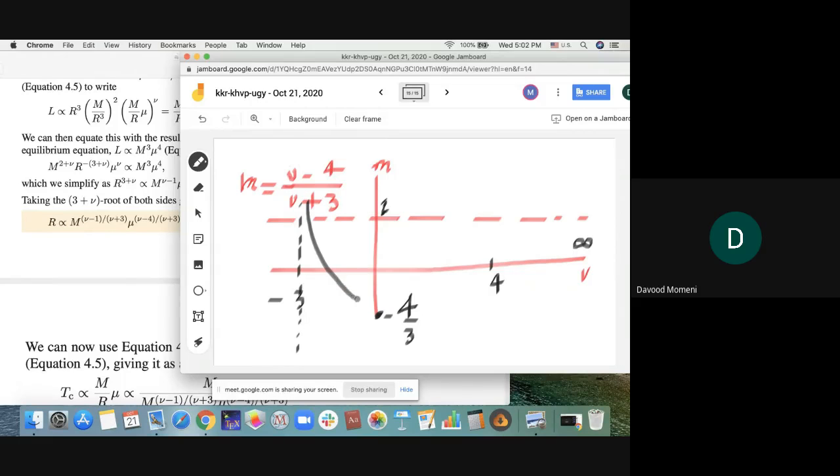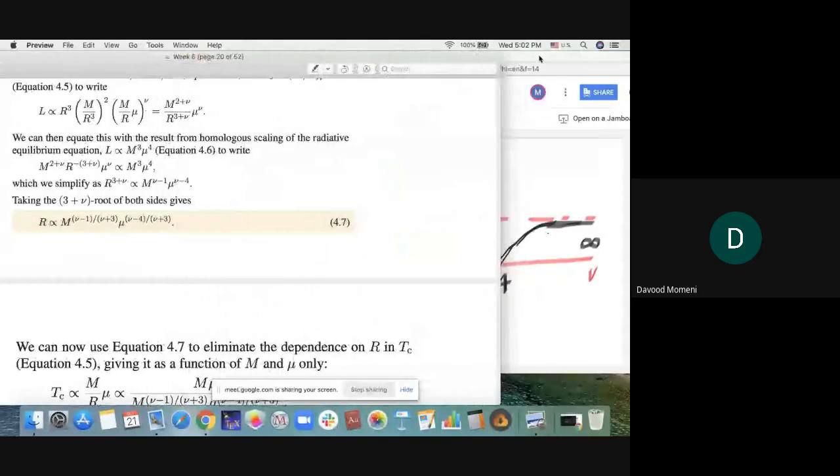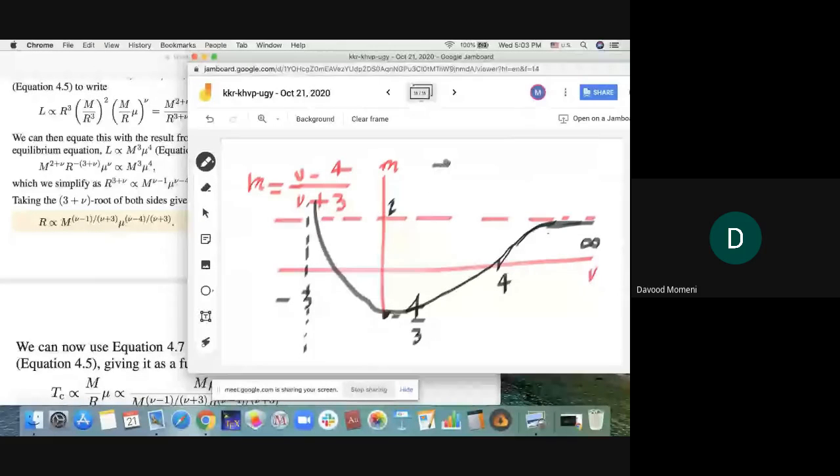This is the behavior of the function. The function comes like that and goes like that, and never touches this line. So this is the worst case. Scaling, scaling power, are very important. Scaling exponents in stellar evolution are very important, as you see.